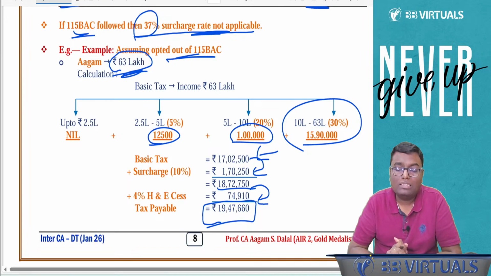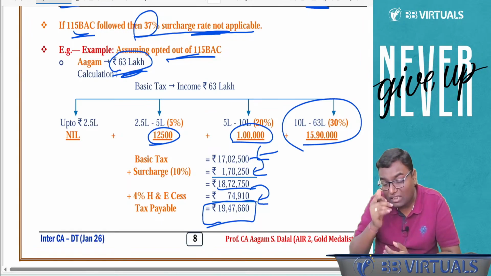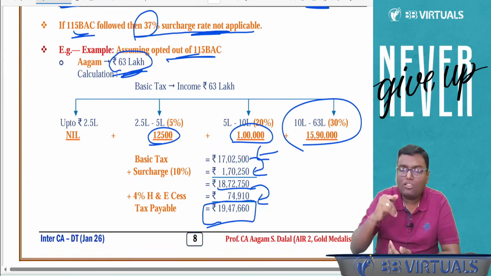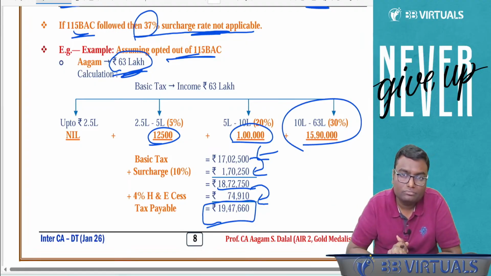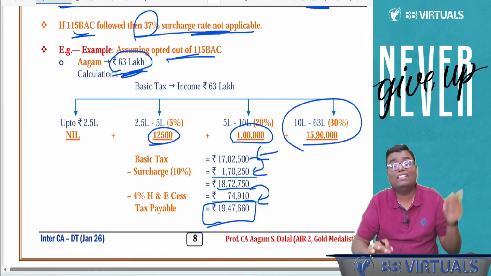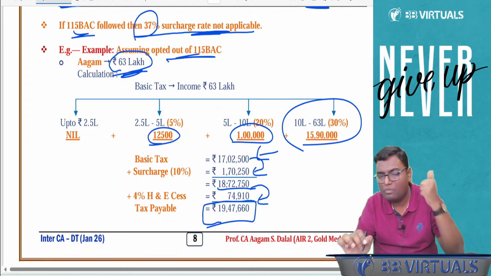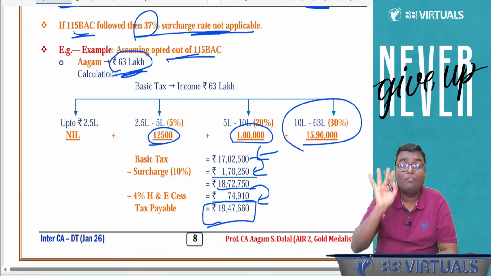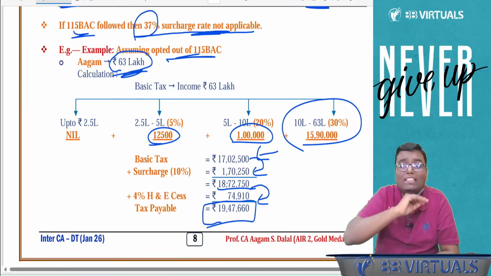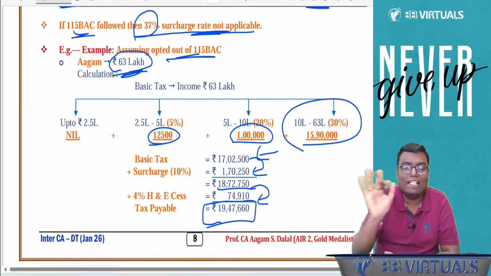So tell me, does surcharge come before health and education cess or after health and education cess? Before. Then what is the subtotal? On that, 4% cess will apply. Means 4% cess will always come at the end. It will always come at the end.